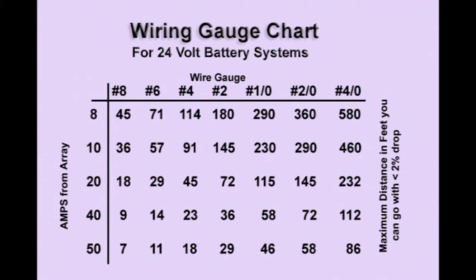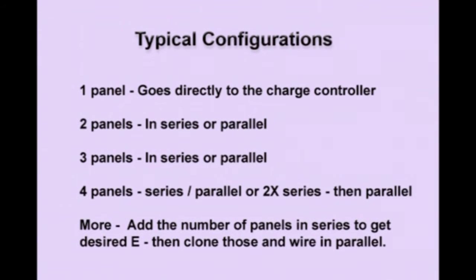You've got the amps from the array on the left, you've got the wire gauge required on the top, and then you have the distances for a 24-volt battery system that you can go coming in from the panels to the charge controller. And these are maximum distances for less than a 2% energy loss. So boiled down, here are the guidelines.